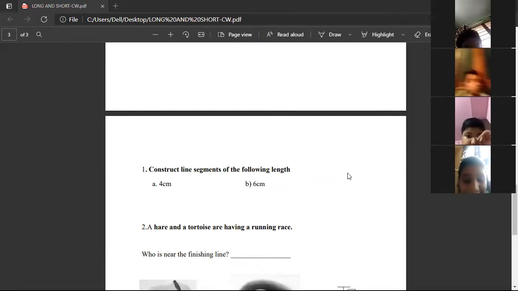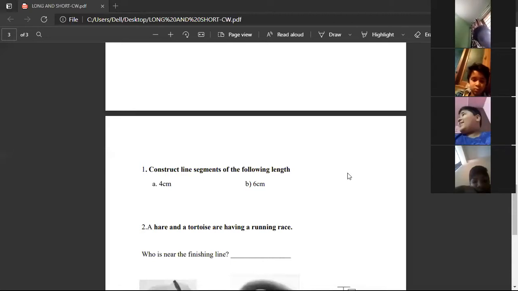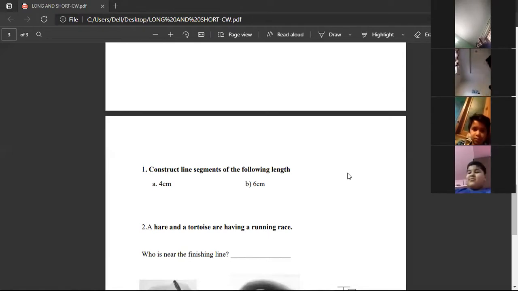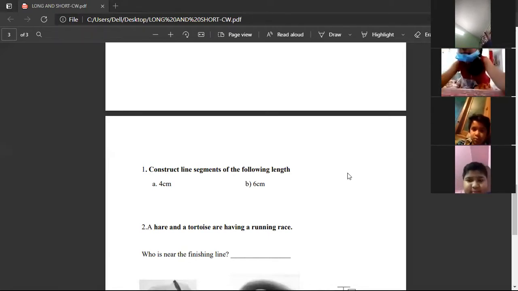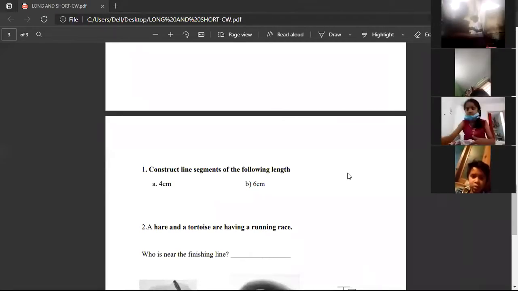Do you know how to draw a line segment? You have to take a scale, a ruler. Starting from 0 to 4 centimeters, you have to draw a line. Take a scale that will have the measurements like this. Initial 1, 2, 3, 4. So if you measure up to 4, that will be a line segment of length 4 units.